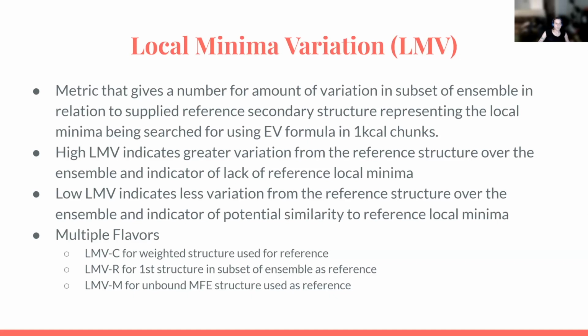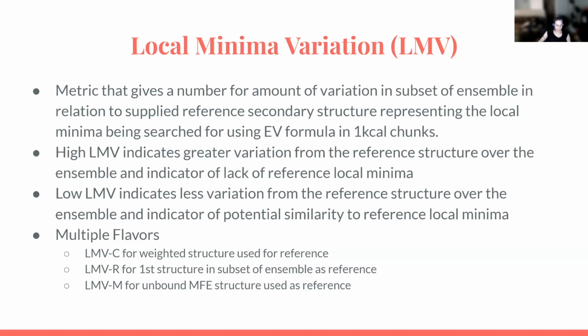The flavors are based on what you're using as a reference. LMVC, which is LMV comparison, uses a weighted structure: you use the weighted structure for the unbound ensemble. LMVR uses the first structure found in each subset of the ensemble as you go. So you look at the ensemble from 0 to 1 kcal, and say there are 10 structures in there. The very first structure is your reference.